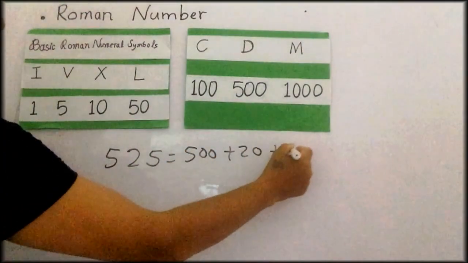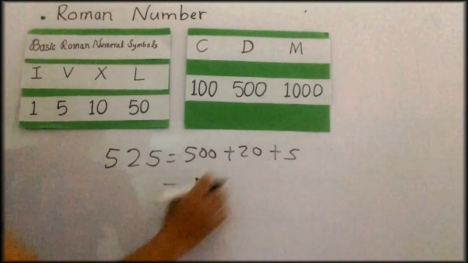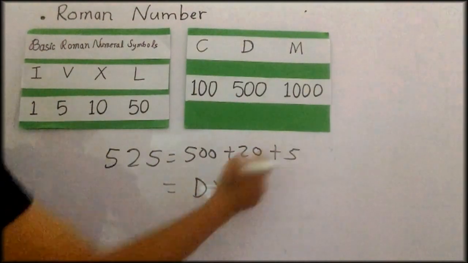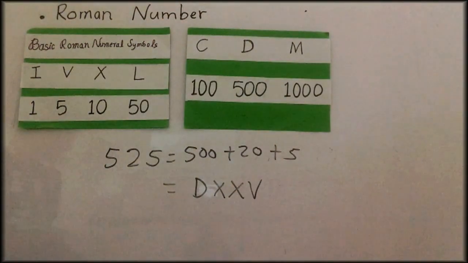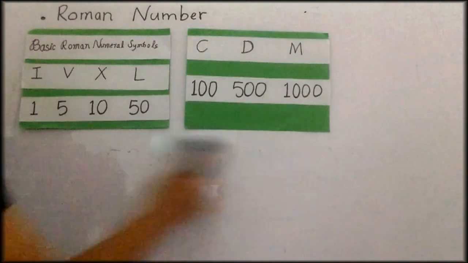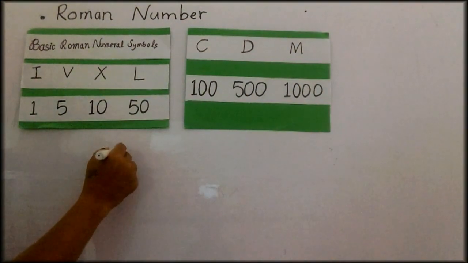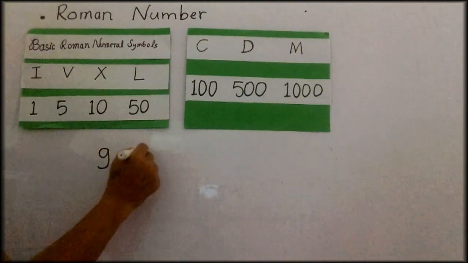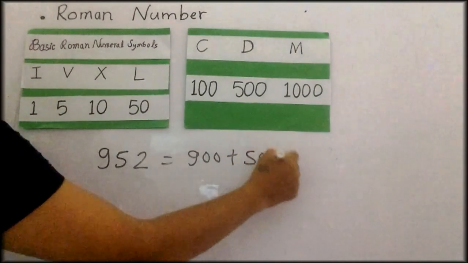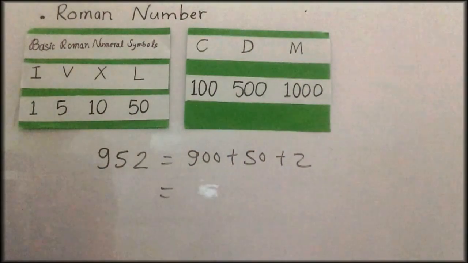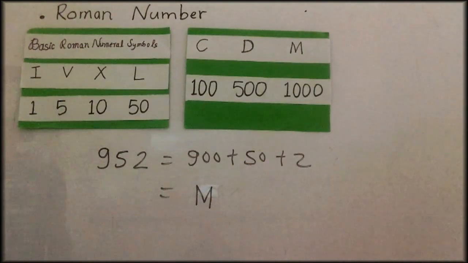Look at one more example, 525. We write first the expanded form of 525, which is 500 plus 20 plus 5. D represents 500, so D, 20 is XX, and 5 is V. Let's take one more example.